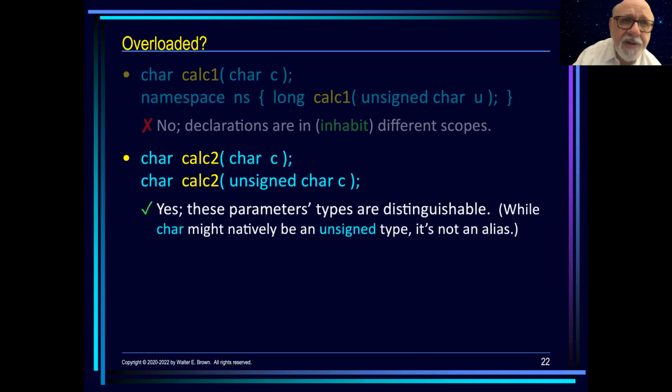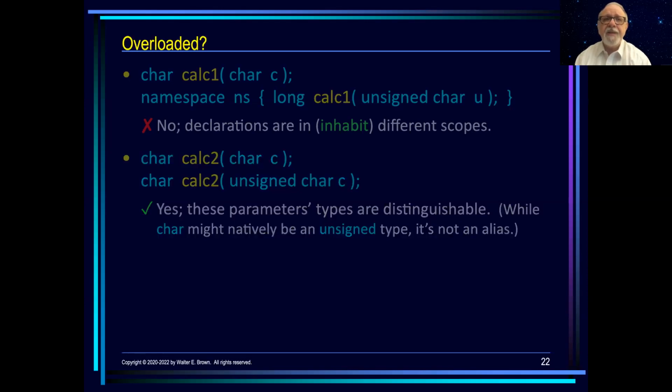These two do constitute an overload set. The parameter types are distinguishable. Now, you may be thinking that on some machines, char is an unsigned type, but nonetheless, it's not an alias. It's a distinguishable type. So this is, in fact, a pair of overloaded function declarations. Third example.